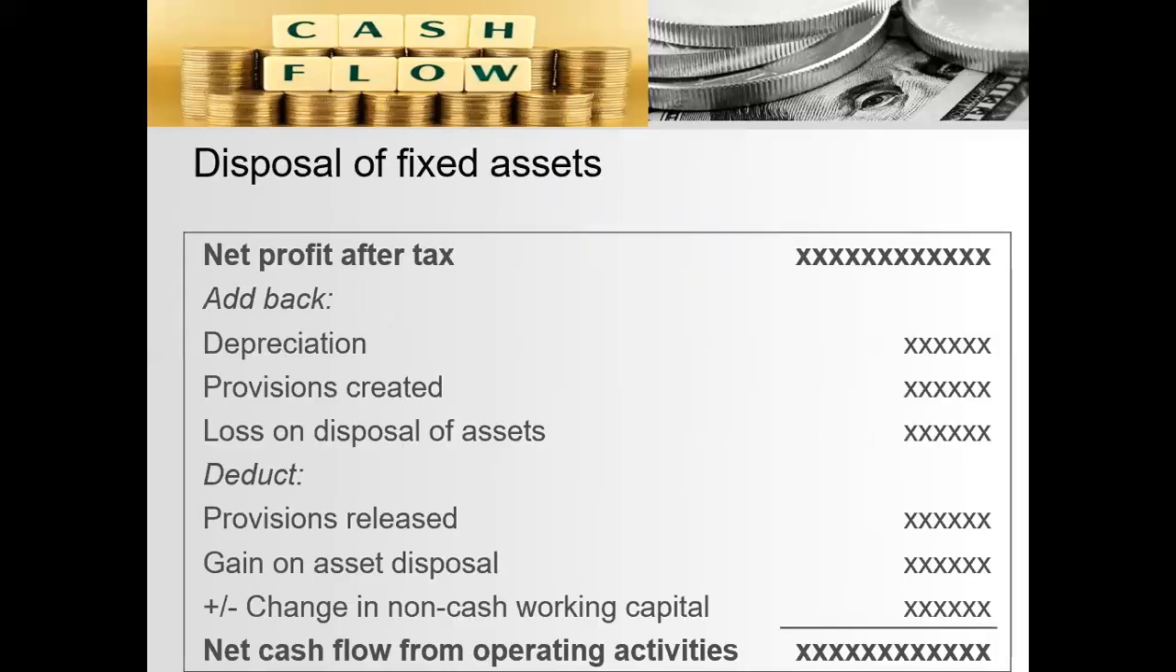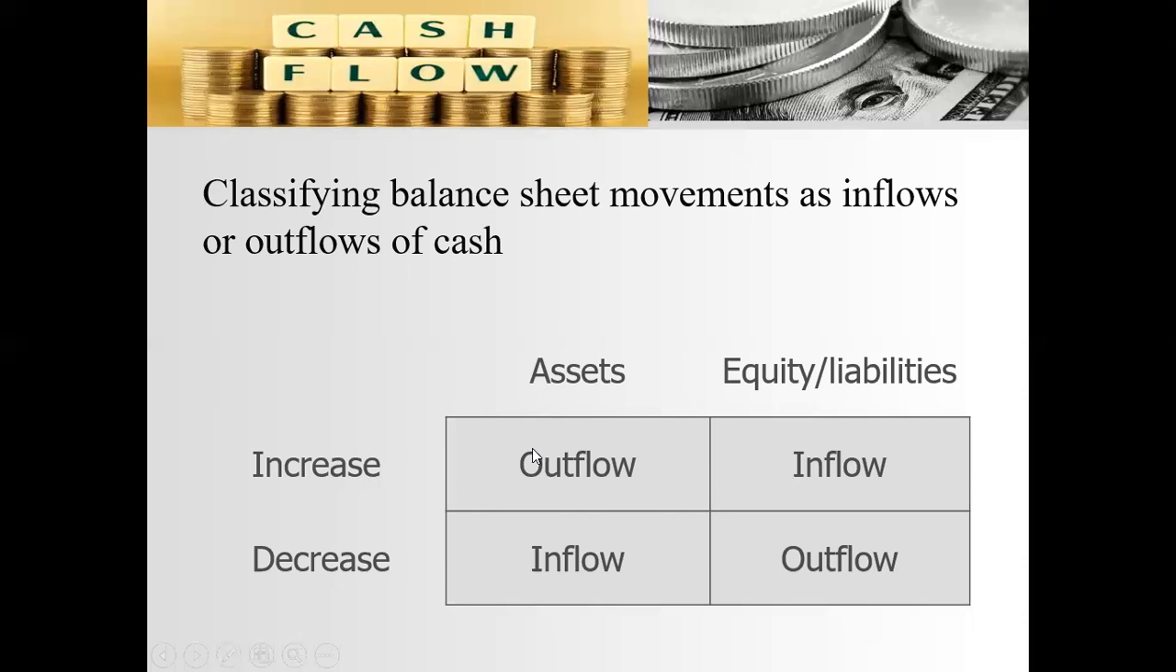So let's see, however, disposals of the fixed assets, and here I have the simple form of the cash flow from operating activity. We start with the indirect cash flow. We start with the net profit after tax. We add the depreciation and provisions created, minus any disposal of assets. We can also deduct the related provision and the gain on any disposed assets, in addition to the change in non-cash working capital. So here are the main items that we have for the net cash flow from operating.